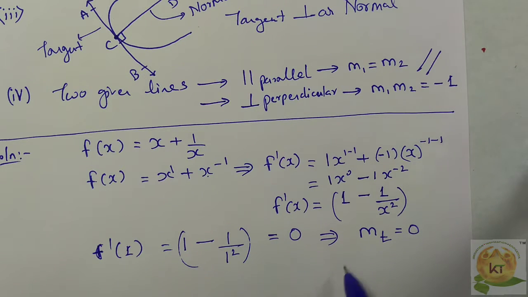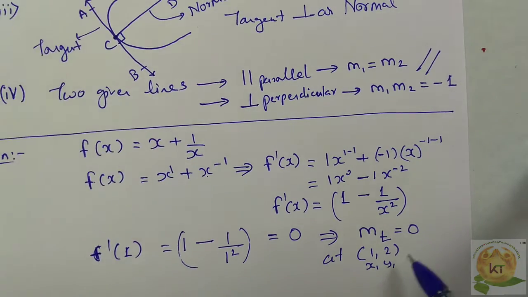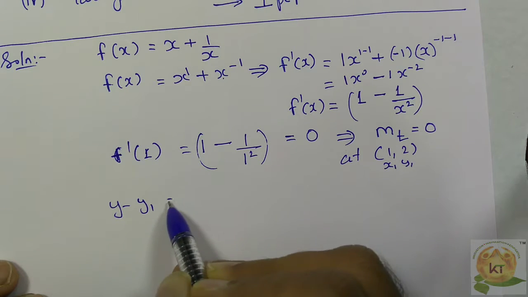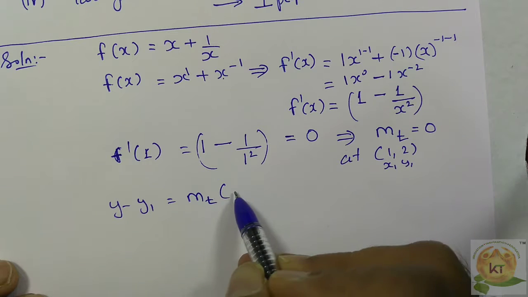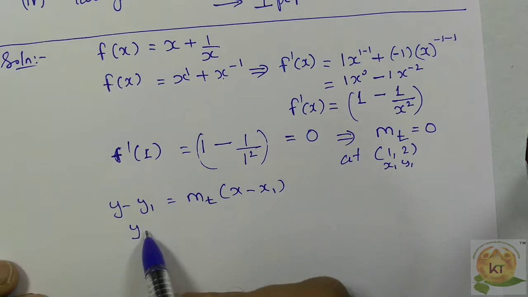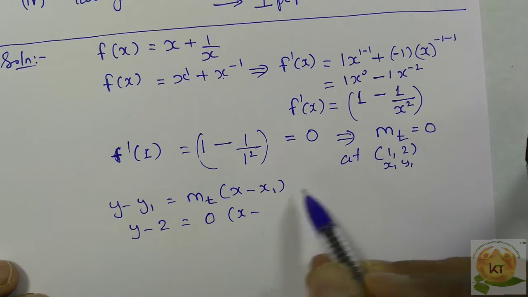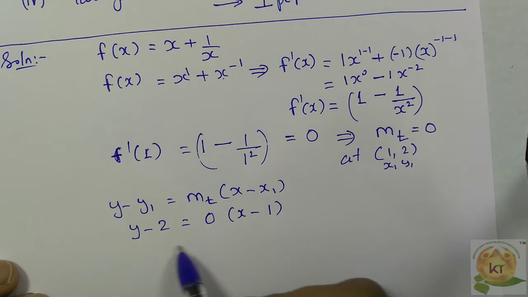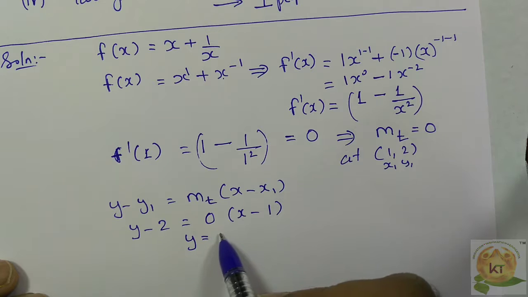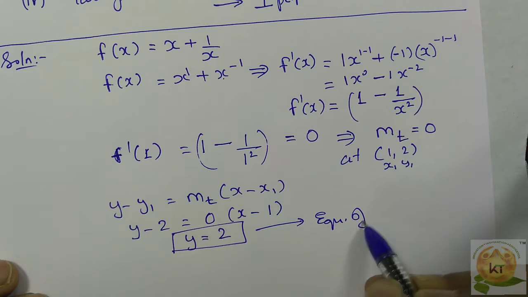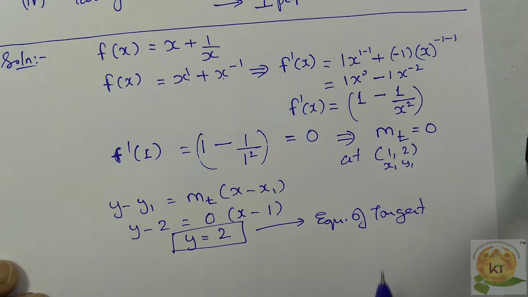So now we have the gradient for the tangent, at the point (1, 2), which I can take as (x1, y1). I have the gradient, I have the coordinates. I can very well find the equation of the tangent, which is given by y minus y1 is equal to mt, the gradient of the slope, into x minus x1. So I have y minus 2 is equal to 0 into x minus 1. So I get my equation of the tangent as y equals 2. So this becomes my equation of tangent. I hope this is very, very clear.